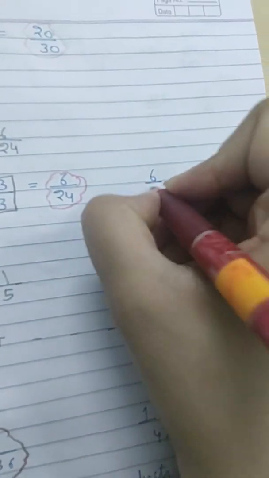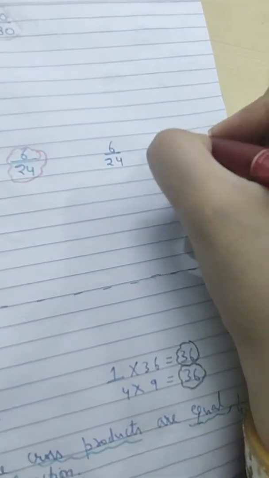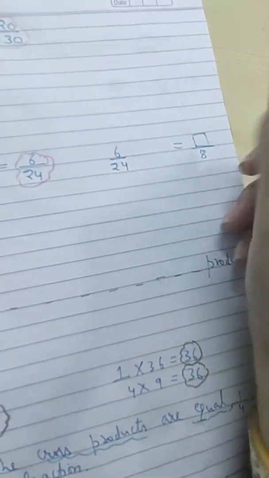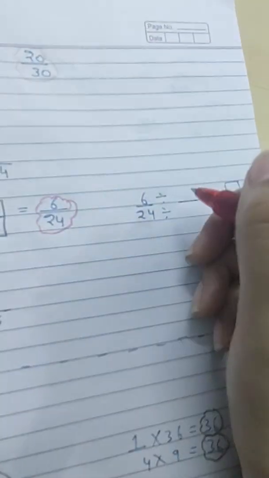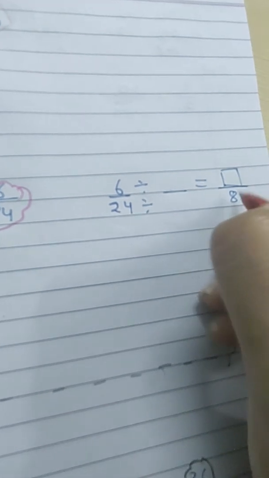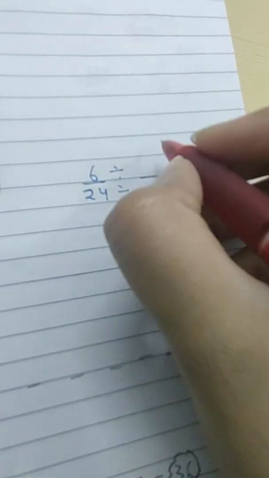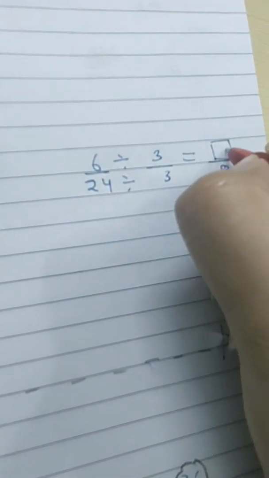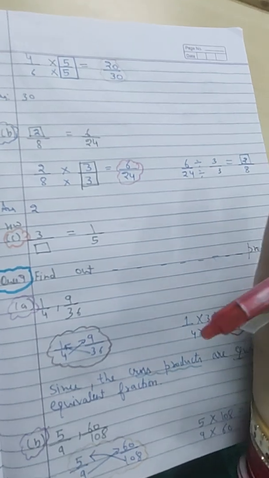6 by 24 is written. Okay, and here only the bracket is given and 8 is given. So 6 should be divided by what, and 24 should be divided by what so that you can get 8. Here we are going to use 3. So here also we are going to use 3. Now in the table of 3, 6 will come at 2. So your answer will be 2. Okay, like this also you can do and you will get the answer. Okay, so this is the correct thing.